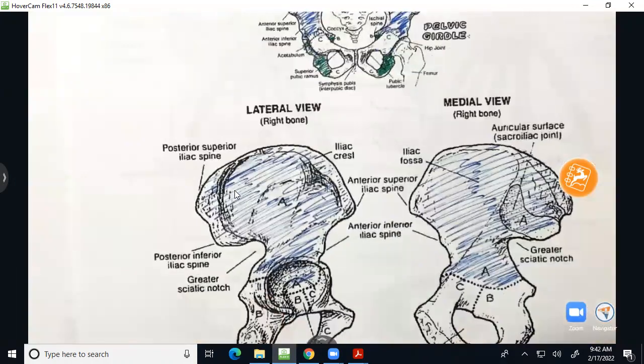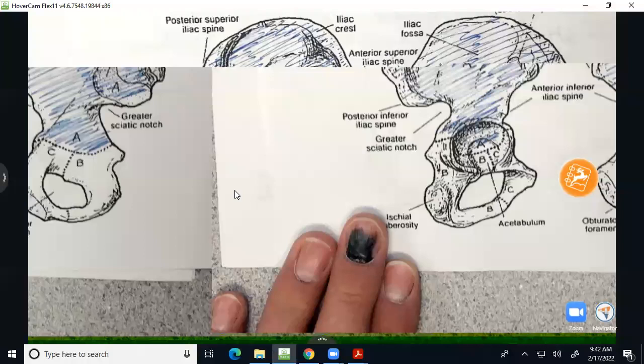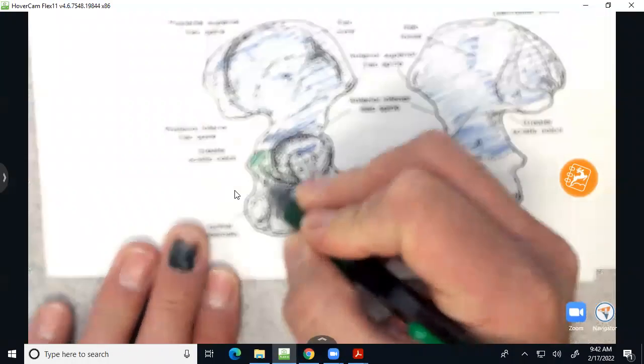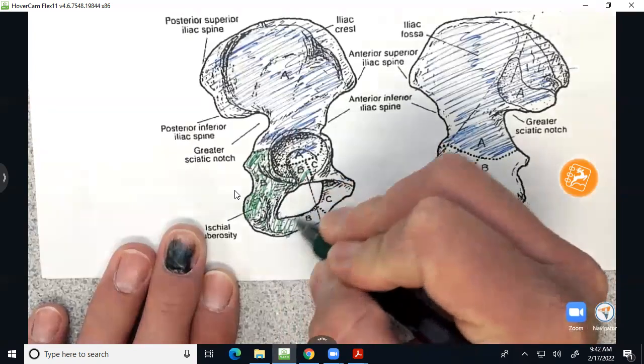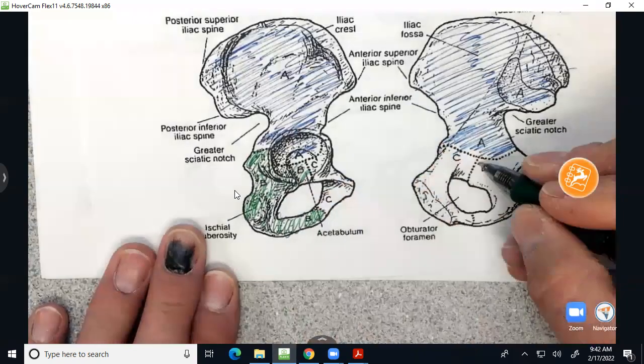In our bottom images here, it's letter B. You can see it in both images very nicely.